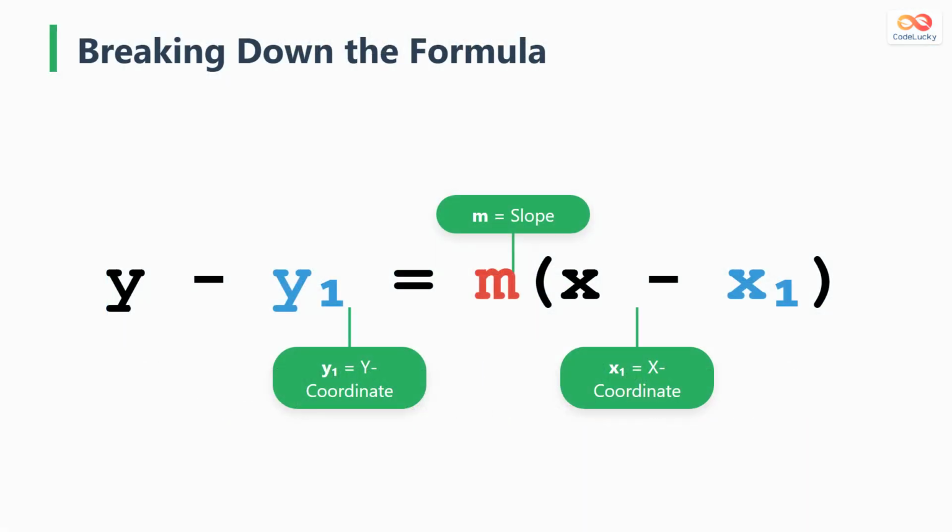To use this correctly, you need to know what each part represents. The letter m stands for the slope of the line. The variables x1 and y1 represent the specific coordinates of the point you are given. The plain x and y stay as variables in your final equation.